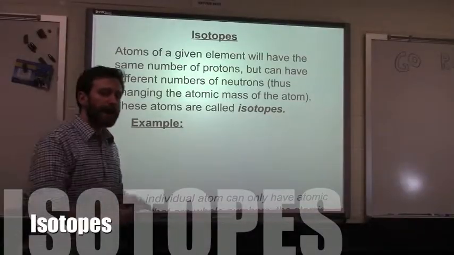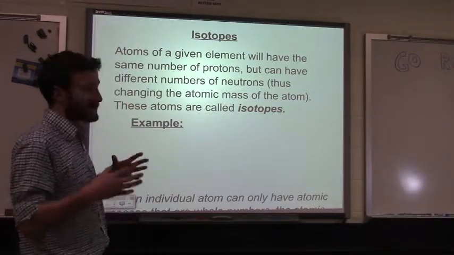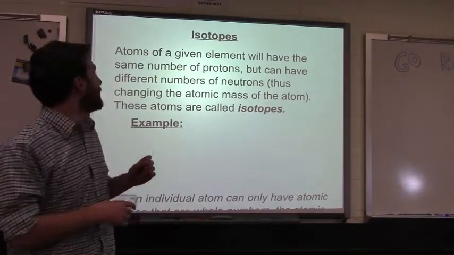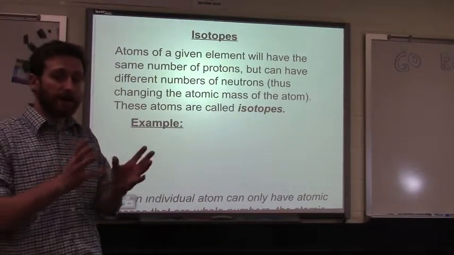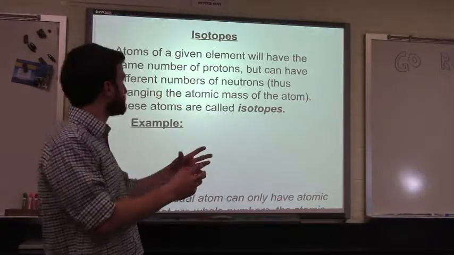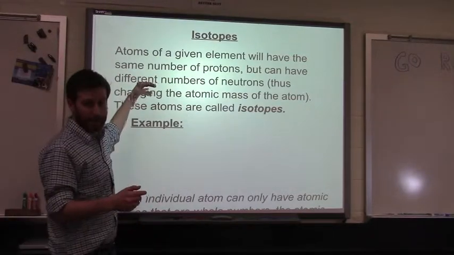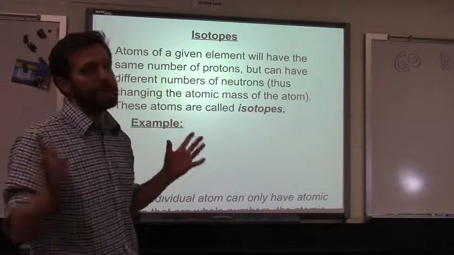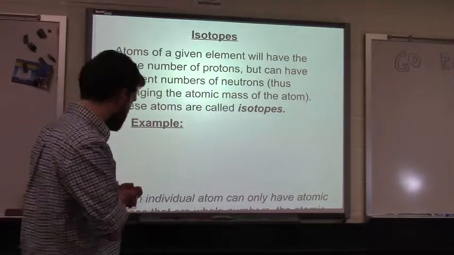So now we've arrived at another very important vocab word for the foundations of chemistry, and that's isotopes. An isotope is an atom of a given element, therefore has the same atomic number and the same number of protons, but a different number of neutrons, and therefore a different atomic mass. Well, that atom is called an isotope. So best seen with an example.